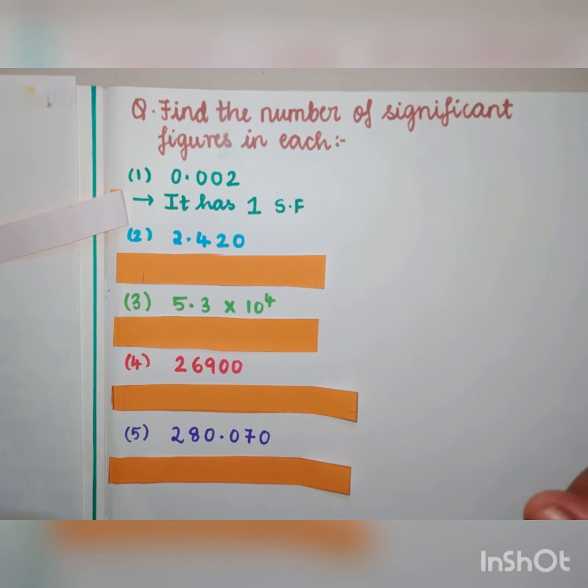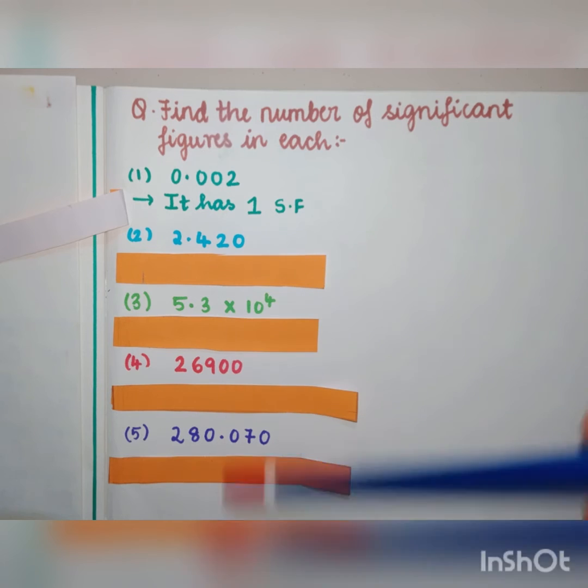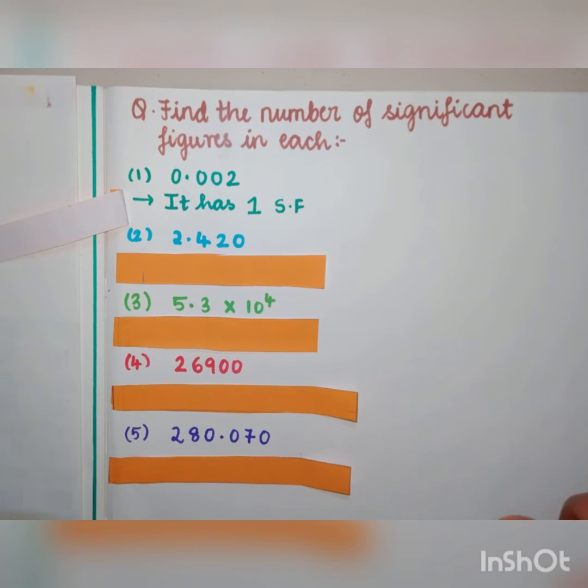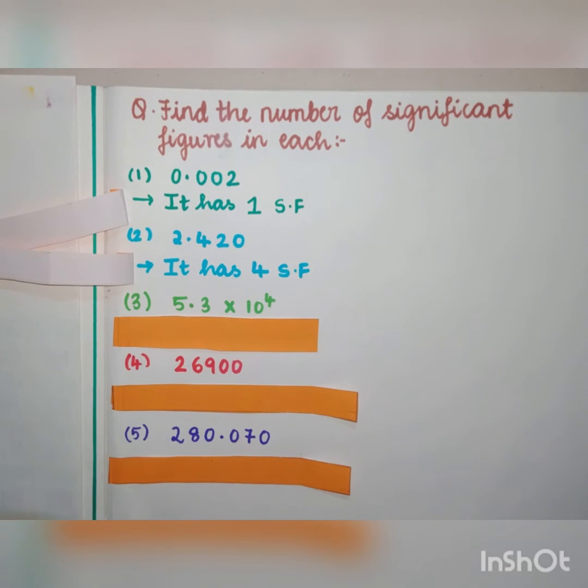I will now move on to question number 2, and our number is 2.420. You can pause the video and think of your answer. The answer is, it has 4 significant figures.